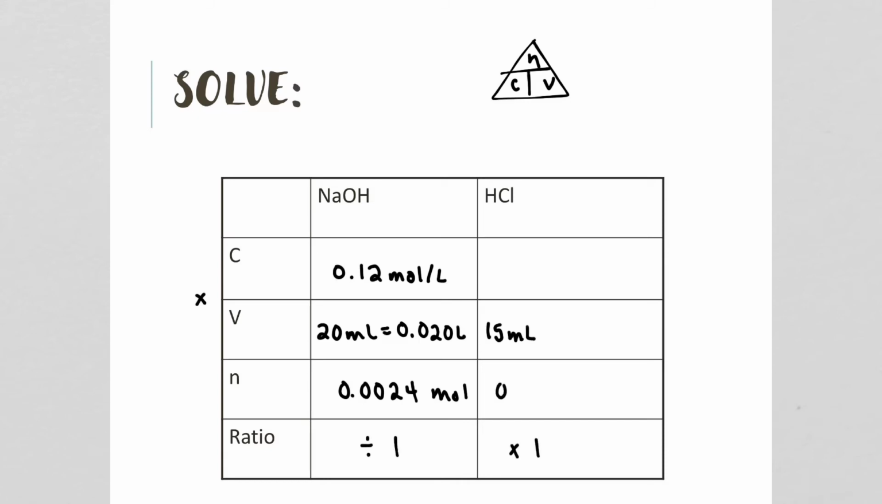So this is also going to be 0.0024. And we need to now, to go up, we're going to divide. So we're going to divide here to find our concentration. But first we have to convert this to liters. So divided by 0.015. So the concentration of hydrochloric acid is 0.16 moles per liter.